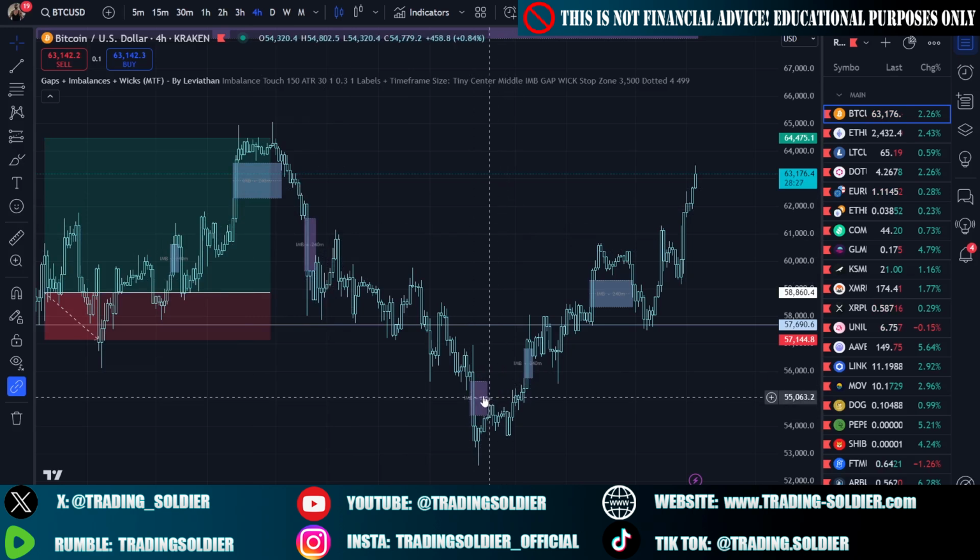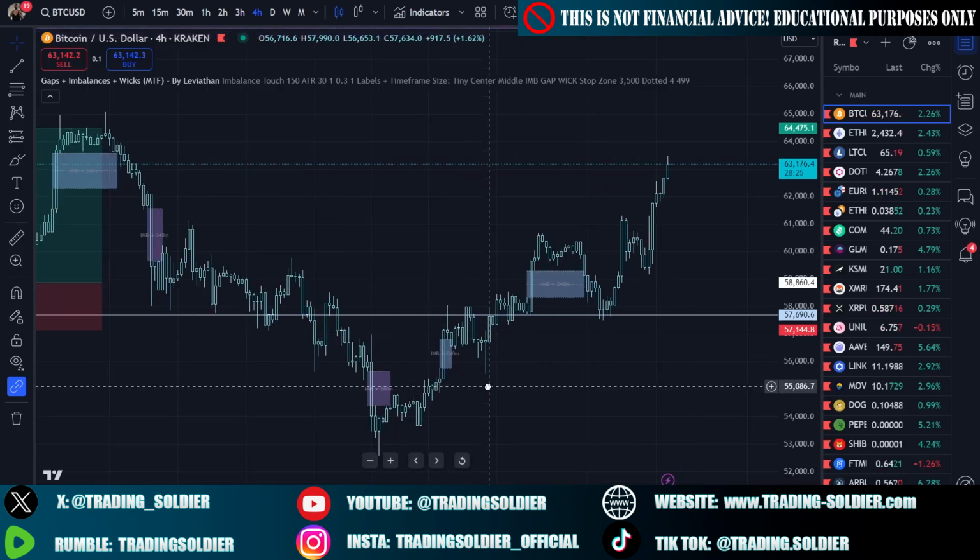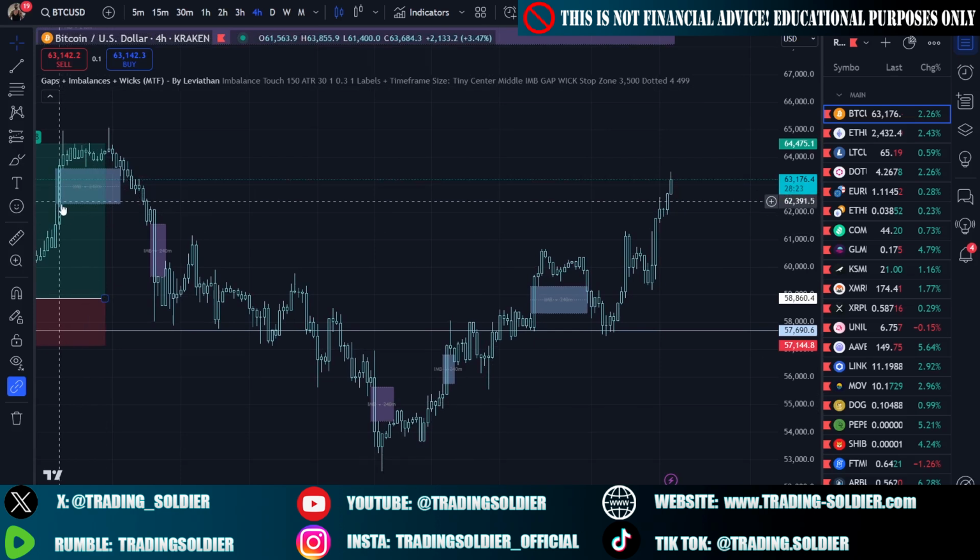Also, you should note that these imbalances should also act in many cases as resistance areas or areas where a lot of liquidity was sitting there, okay? Because imbalances oftentimes act as areas where the price indeed pierced this level with a lot of momentum, leaving a lot of liquidity below or above these areas.